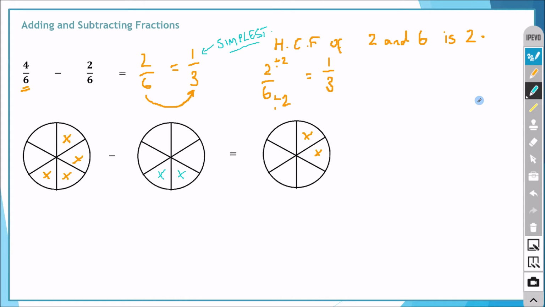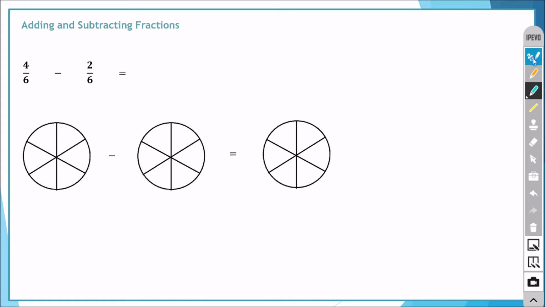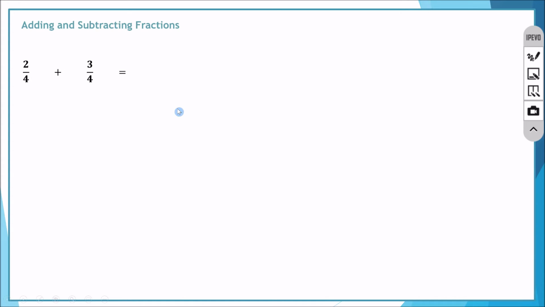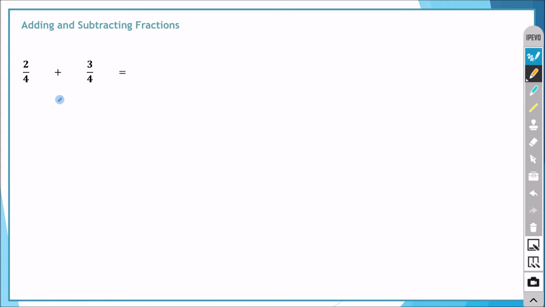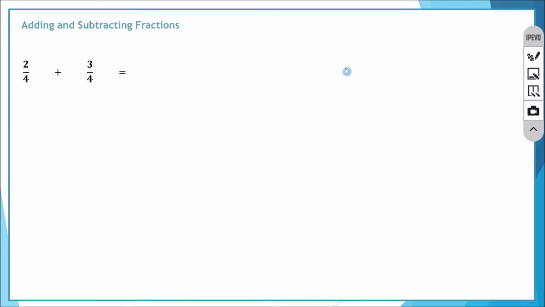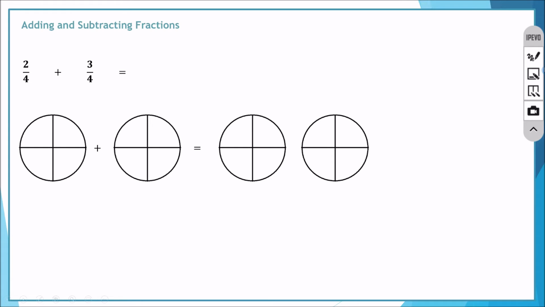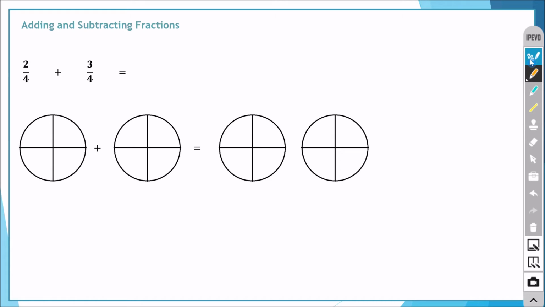So let's move on to the next example. So now we've got a bit more of a complicated example. So we've got 2 over 4 plus 3 over 4. So if we do the same thing as before, we draw our circles. So we're back to 4 equal pieces, and we're selecting 2 here. And we're selecting 3 here.